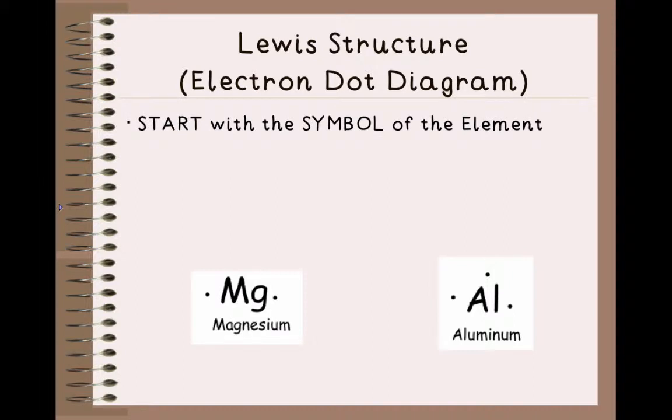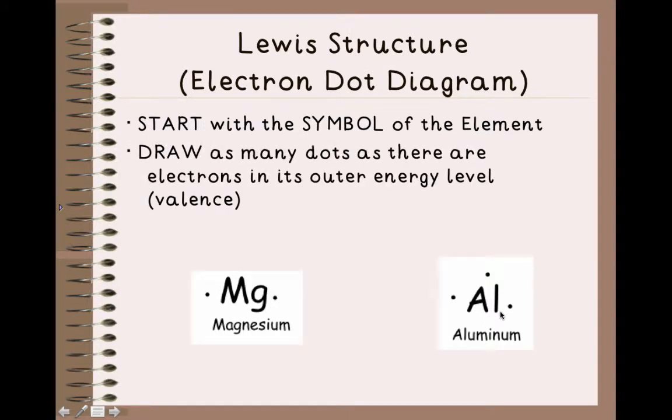We draw Lewis dot structures to represent the valence electrons of each atom. What we do is we start with the symbol of the element, in this case magnesium, or in this case aluminum, and then we determine how many valence electrons there are and draw in the number of valence electrons as little dots. Here's an example for nitrogen.